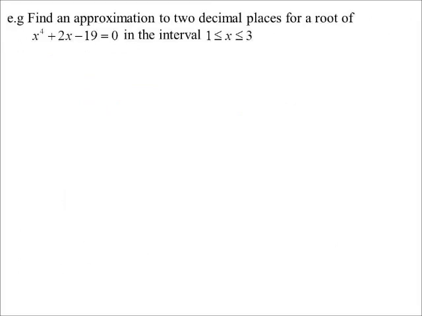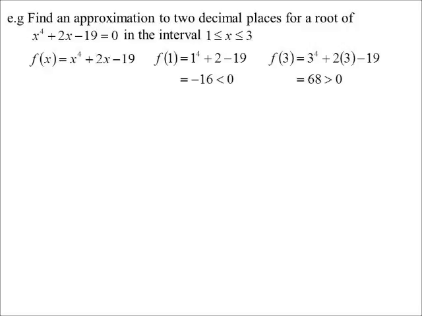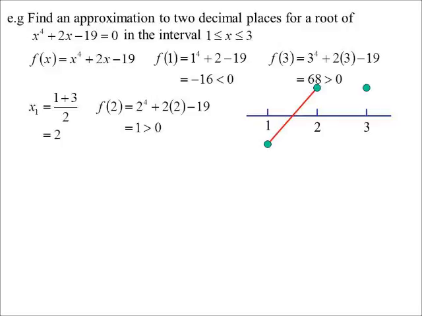So all right, let's find a solution. We know there is a solution somewhere between 1 and 3 for this particular equation. Okay, so there's our function. f(1) turns out to be negative 16, f(3) positive 68. So, okay, I'll estimate it at 2. I wonder if 2 works. Well, let's see. Oh, no. It's not a solution. f(2) is 1.